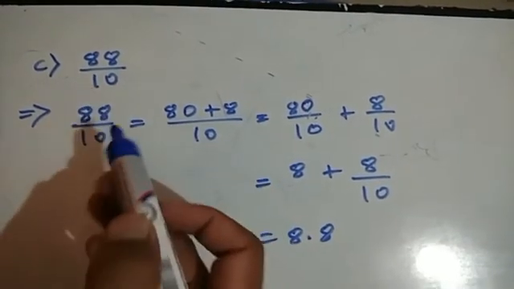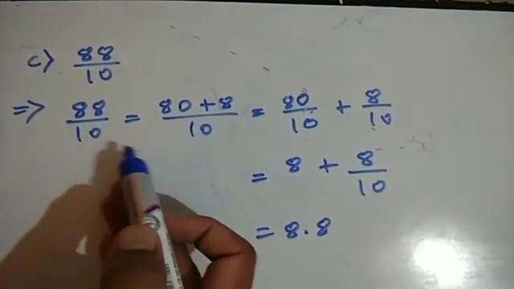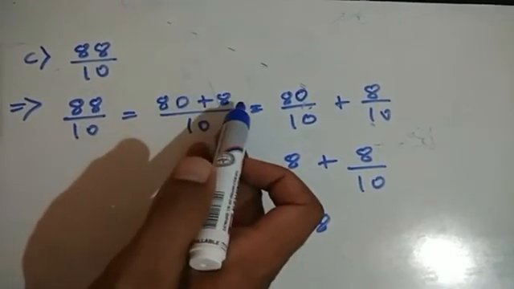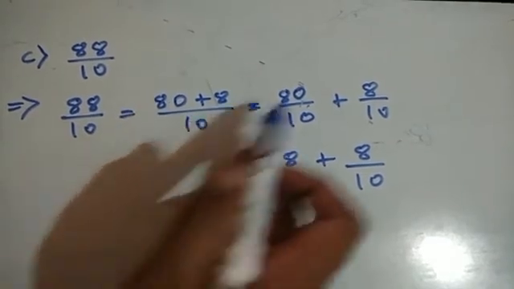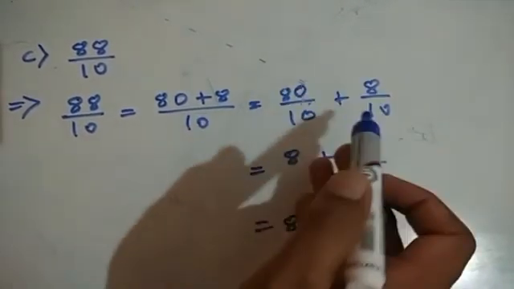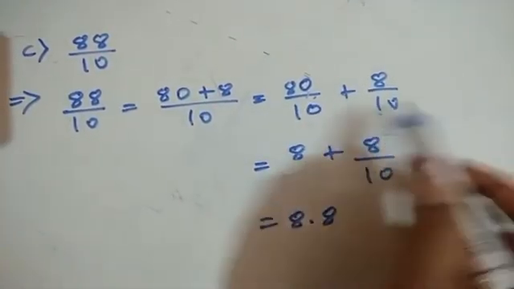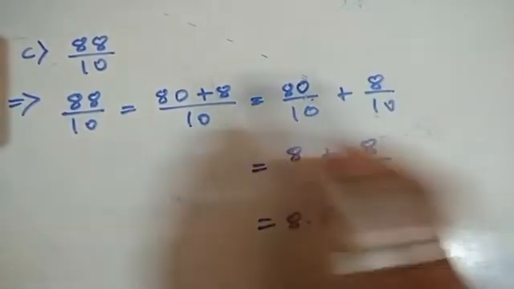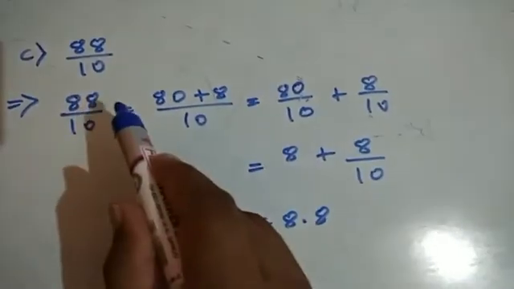Students, see one more example, 88/10. This 88/10 we can write with this 10 as it is. Now 88 we can write as 80 plus 8. Now this one 80/10 plus 8/10. As we know that denominators are same, so directly we can copy as it is, and numerators we can add. 80 plus 8 is 88. So same answer we will get. Only we have written in a different way.